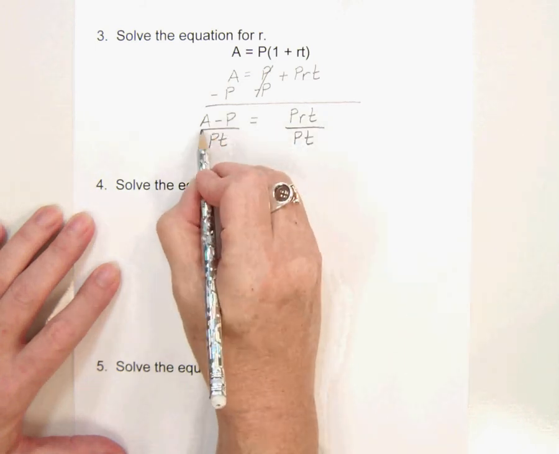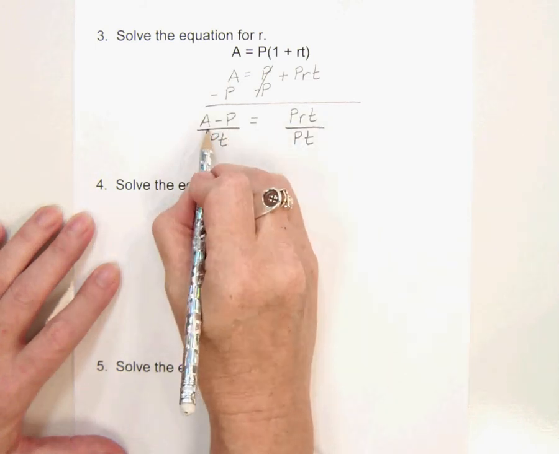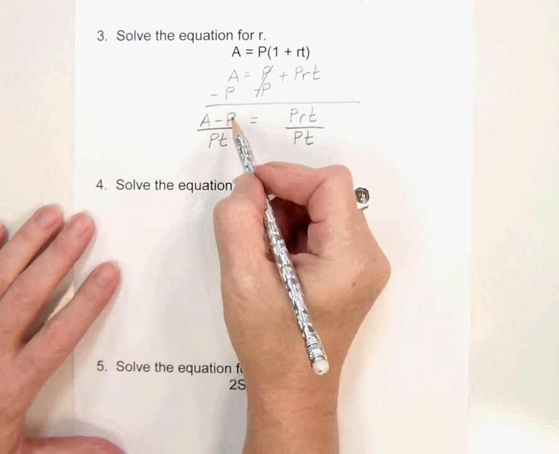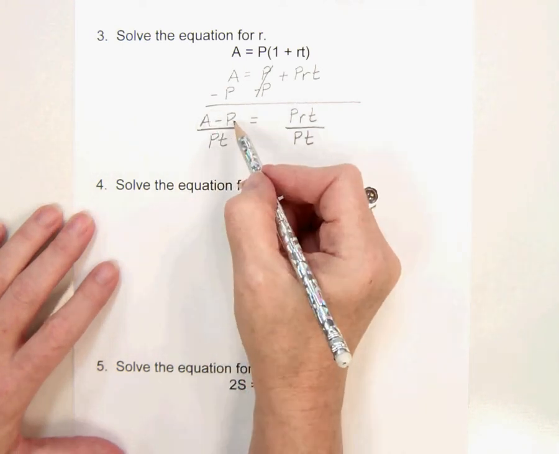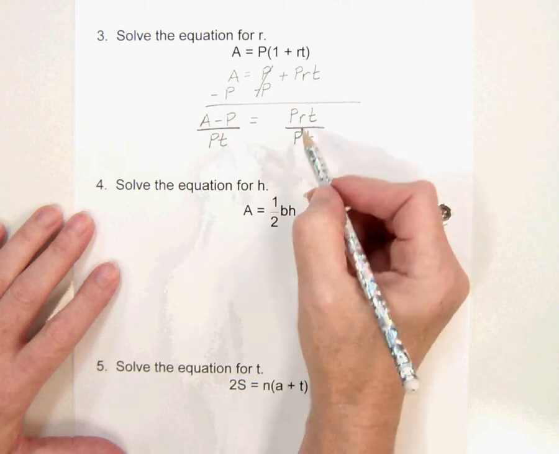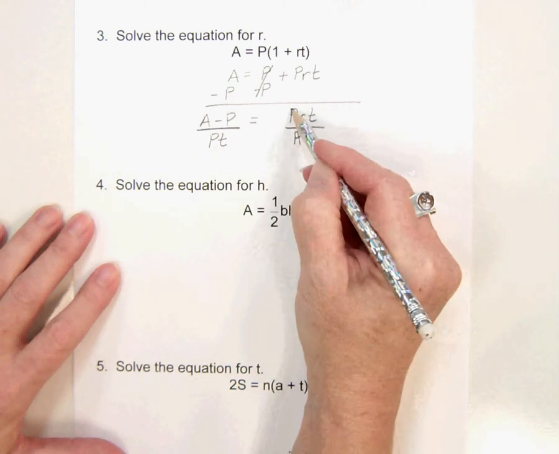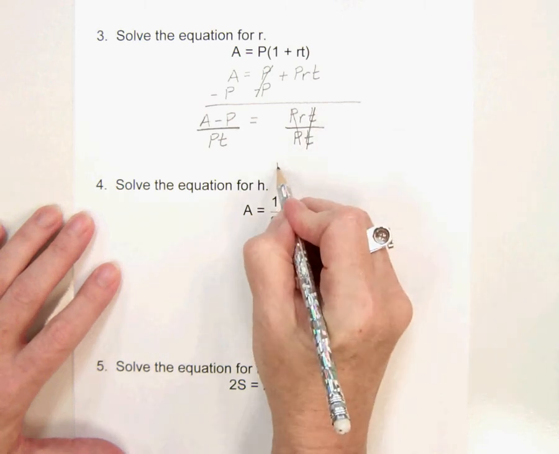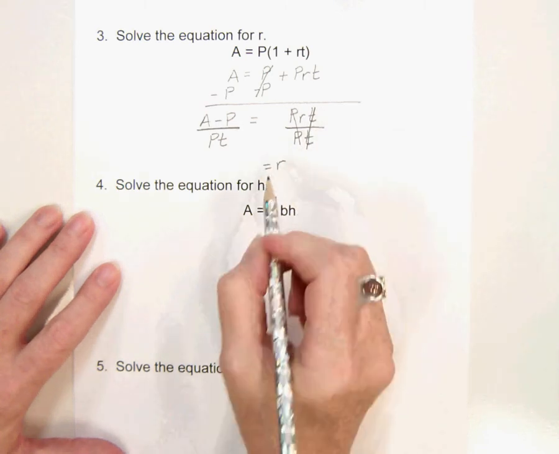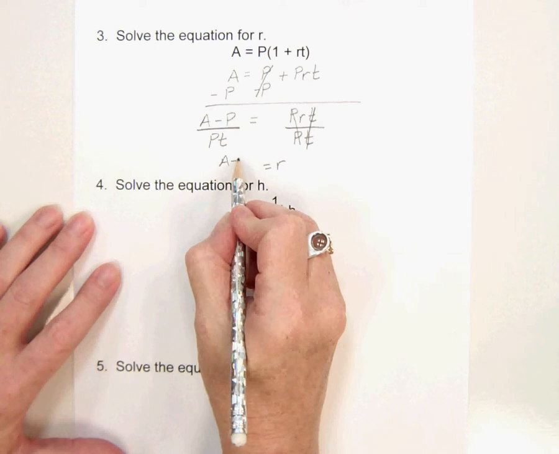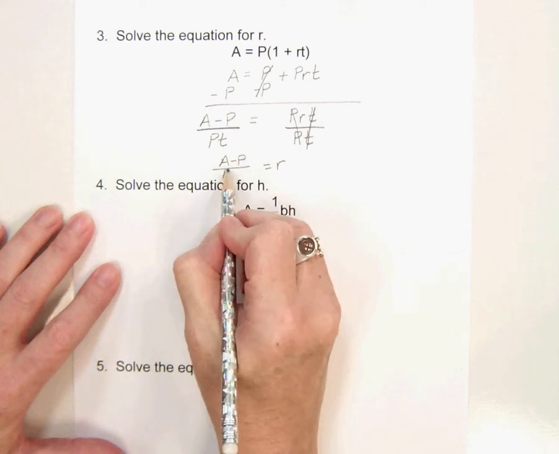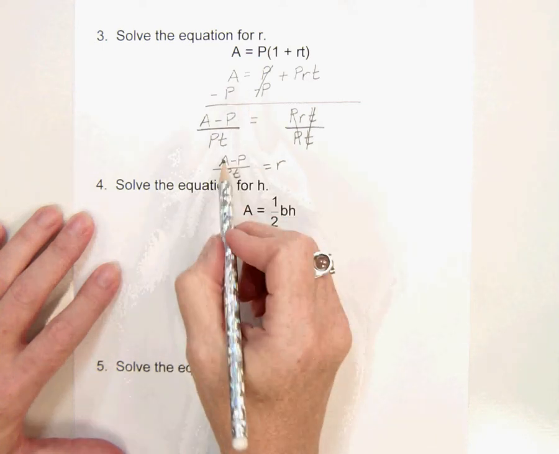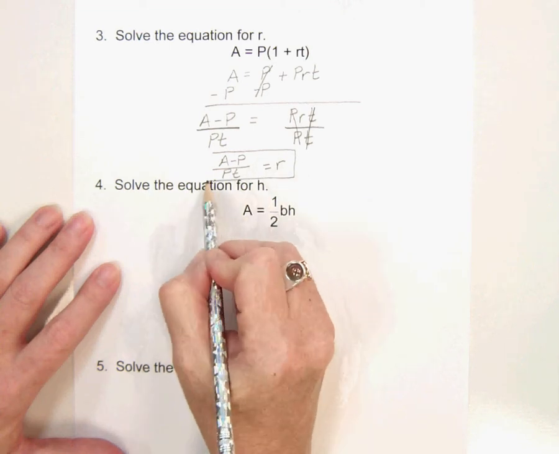Make sure you show it with a pretty long division bar here, because you're really taking this quantity A minus P and dividing it by PT. The P's divide to make 1, and so do the T's. So what ends up happening is you're finished. You have your R, you've rearranged all your variables, you have a formula that's equivalent to the one you started with, but it's solved for a different variable.